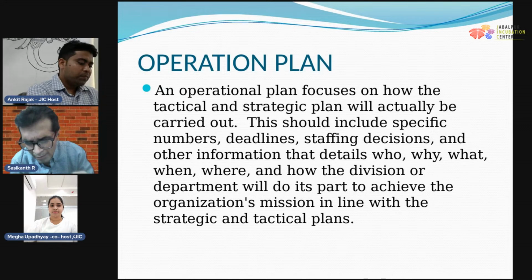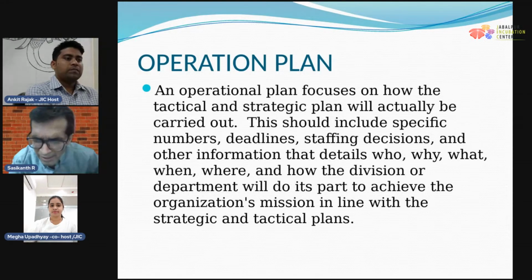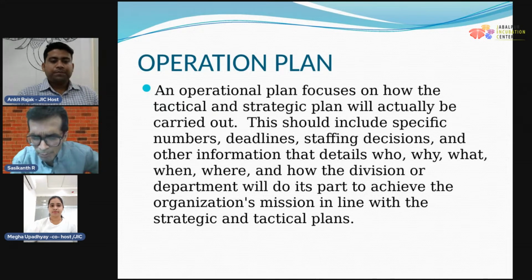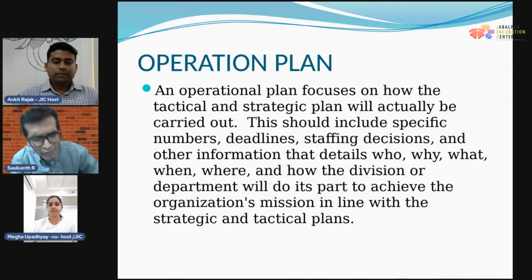And without naming any company, this is what happened to many edtech companies, where they had a very good strategic plan, but somewhere they floundered on the operation plan, because their operation plan did not actually meet with the strategy of the company. And that is why we find a lot of cancellations happening in the edtech sector, right?